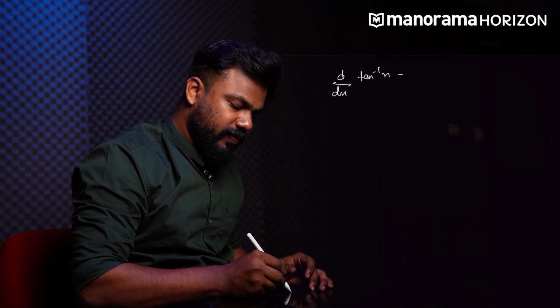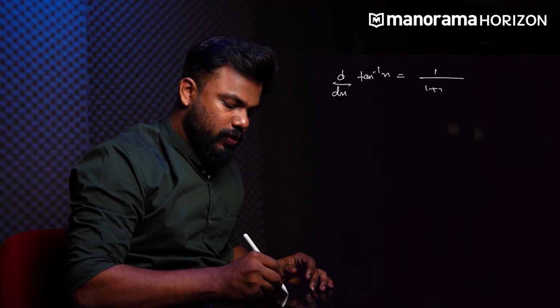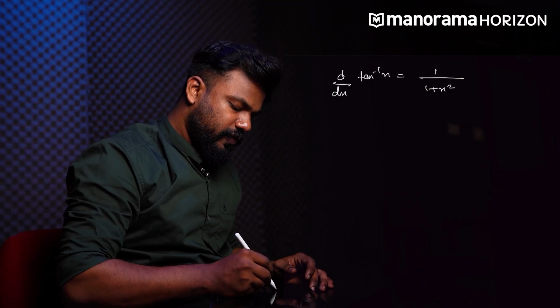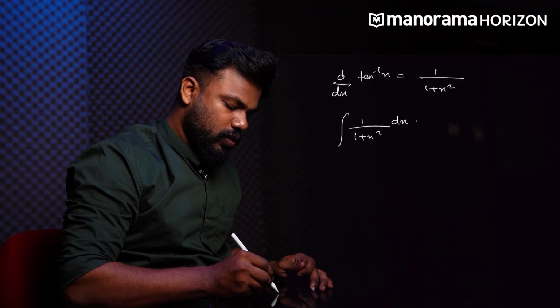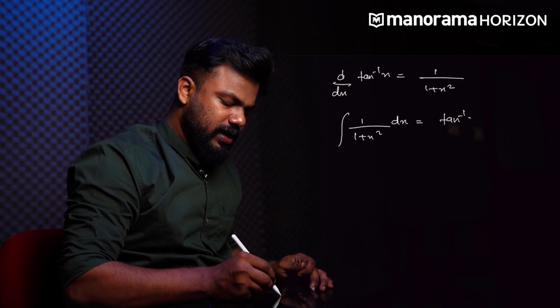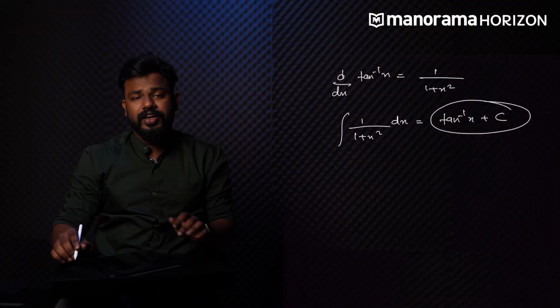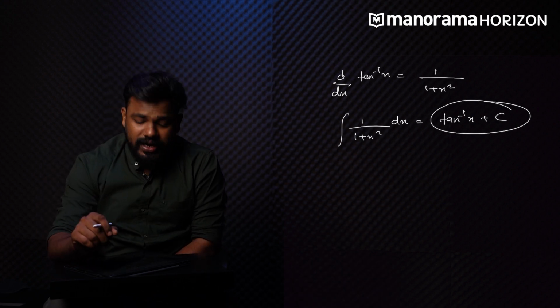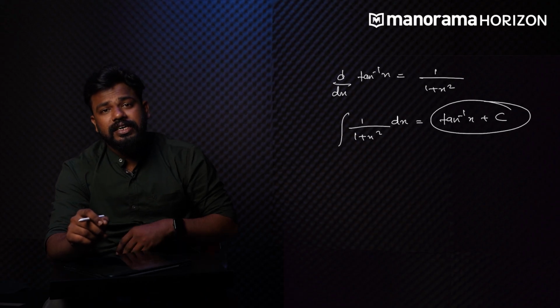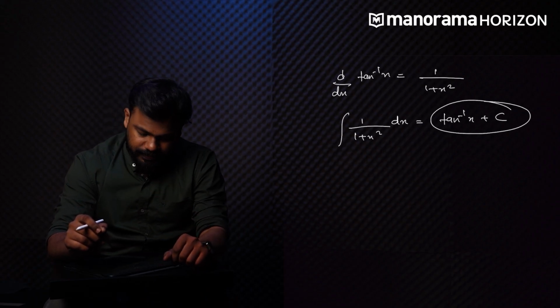Let's look at them. Before that, let's start with an example: what is the derivative of tan inverse x? We know that it is 1 by 1 plus x square, right? So if I take the integral of 1 by 1 plus x square dx, what will I get? I will simply get tan inverse x plus c. So the derivative of tan inverse x is 1 by 1 plus x square, or you can also write that 1 by 1 plus x square has an integral of tan inverse x plus c.